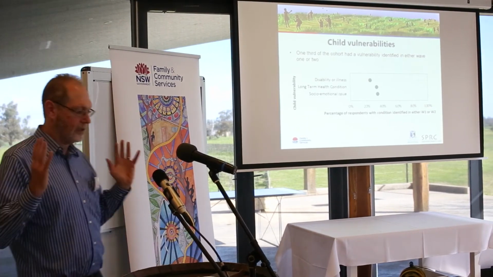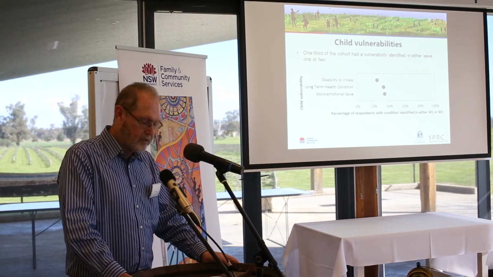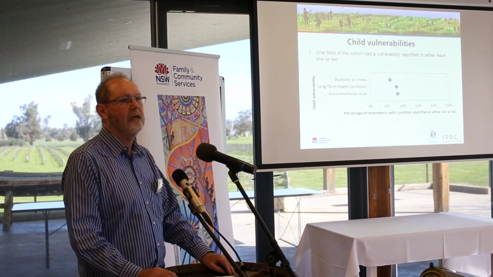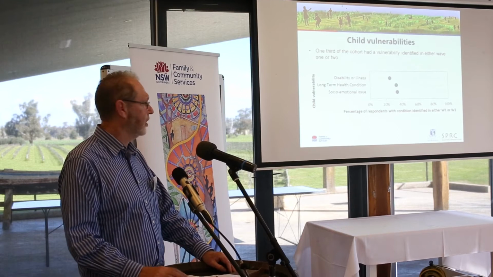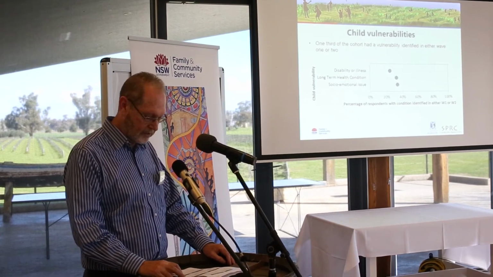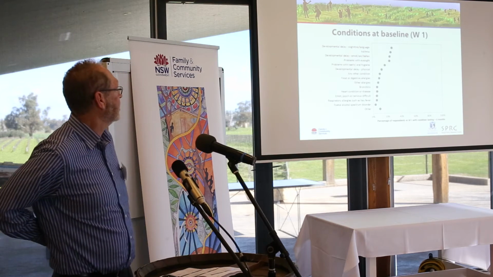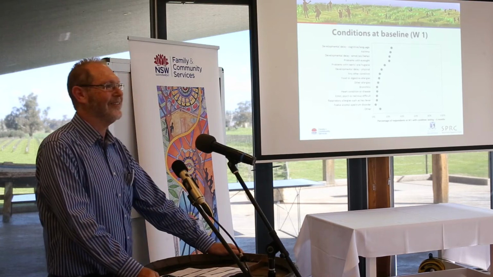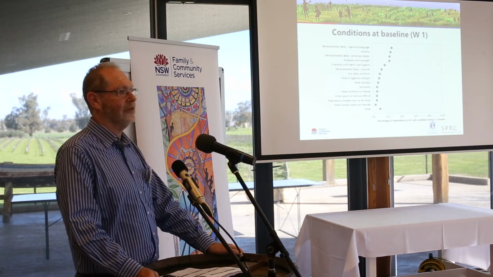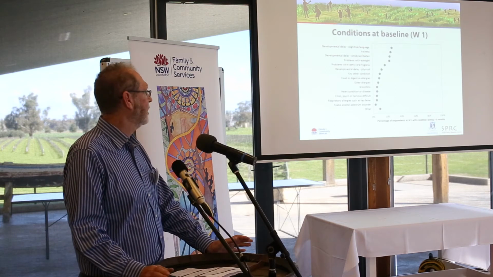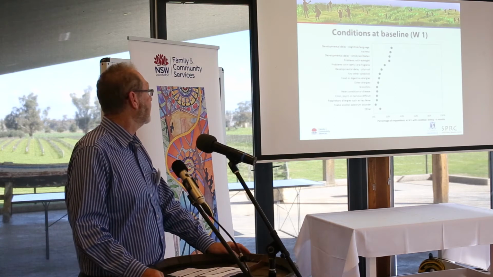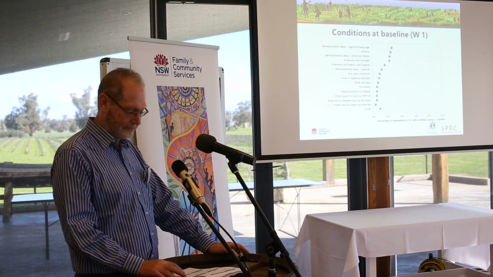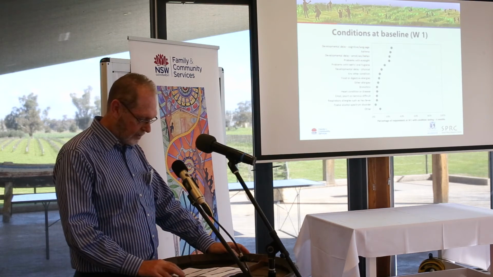So just to give the context, this slide talks about the vulnerability of children, and basically about a third of the children have some kind of vulnerability or other. Paul's talked a bit more about that, so I won't go into that in detail. And this slide gives you a little bit more detail. Those of you at the back won't be able to read it, but these are the range of conditions at wave 1 that children are subject to. And you'll see that developmental delay and cognitive and language and asthma are the two highest. And then it goes down from there.